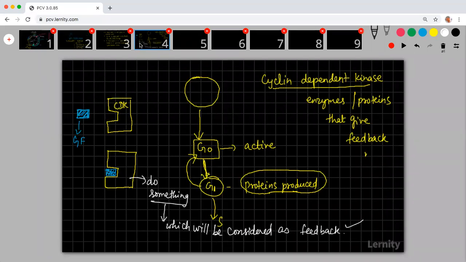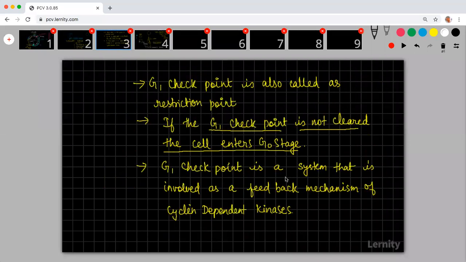So this is how your G1 checkpoint will activate. G1 checkpoint is a system that is involved in a feedback mechanism. Instead of writing off, you write cyclin dependent kinase. Just change that one word alone. Then it will become meaningful.